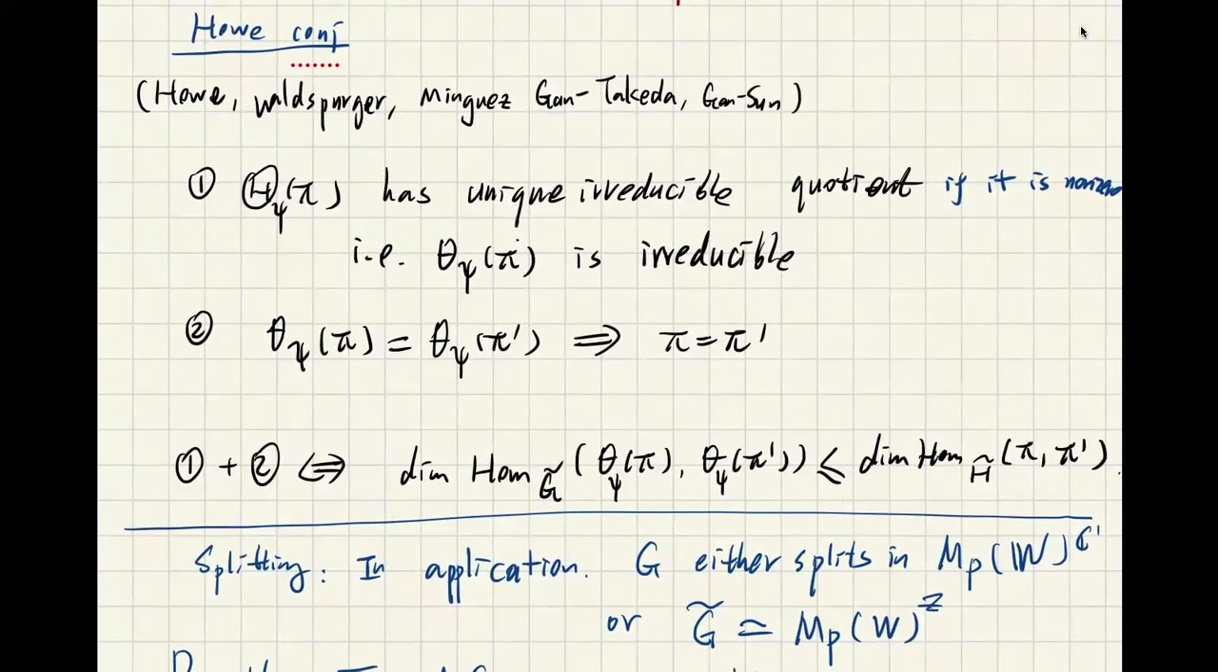is equivalent to saying that the dimension of Hom between small theta pi and small theta pi prime is less than or equal to the dimension of Hom from pi to pi prime, for arbitrary irreducible representations pi and pi prime.